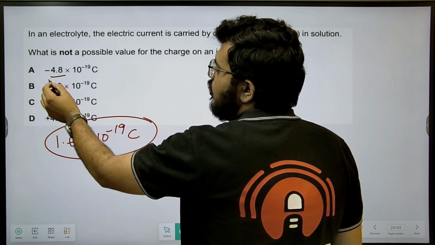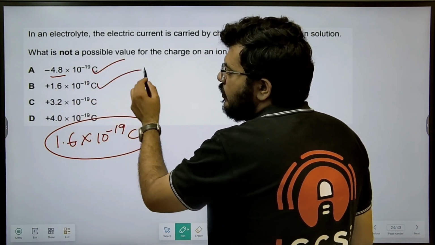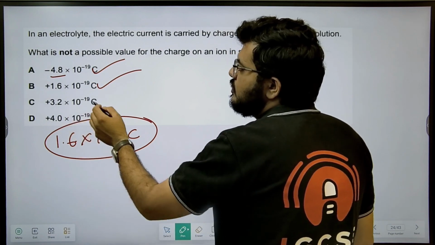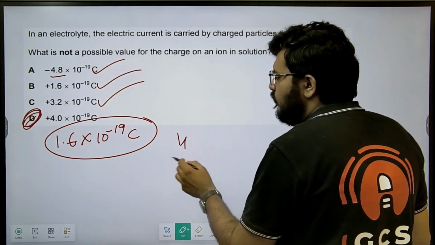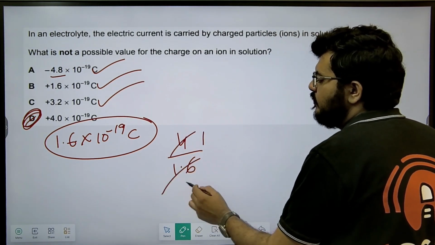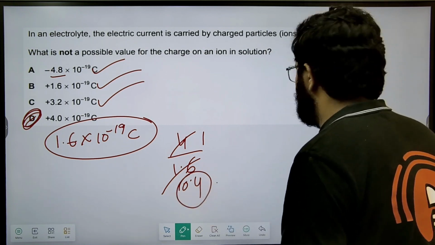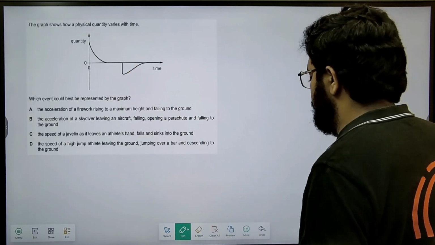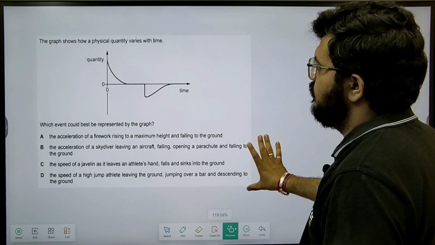16 threes are 48, so this can be a charge. 1.6 and 1.6 can be a charge. 16 twos are 32, can be a charge, and without calculation D should be your answer. But 4 is not divisible by 1.6, right? 4 ones are 4, 0.4 times, it is not a whole number. So D is your answer. Then we have the graph.